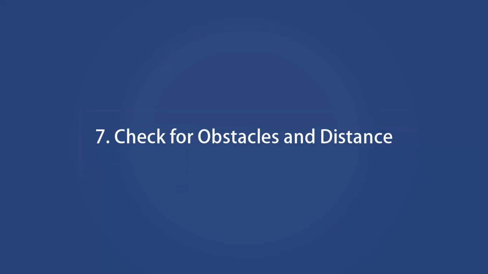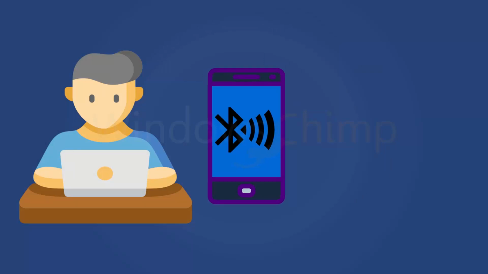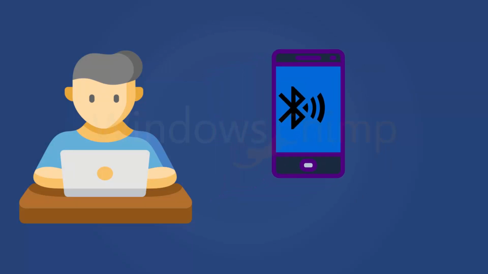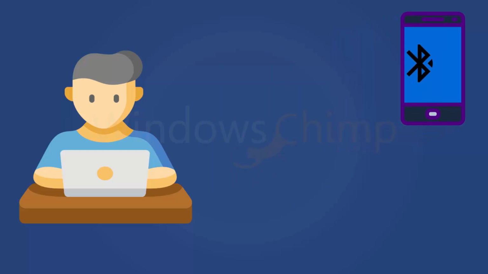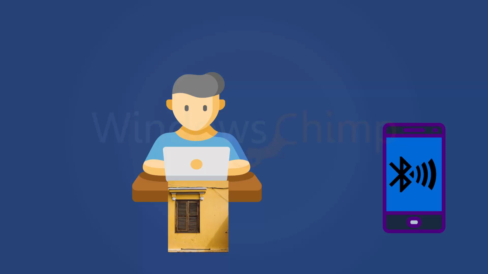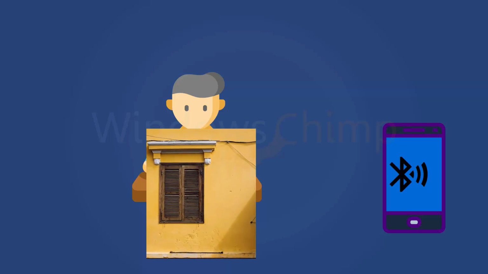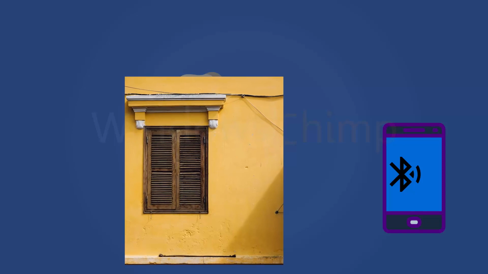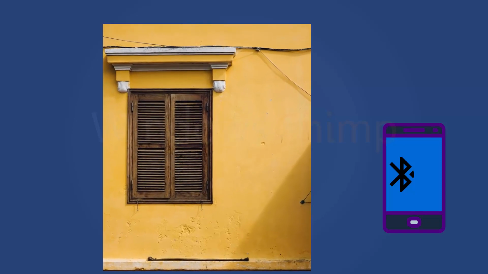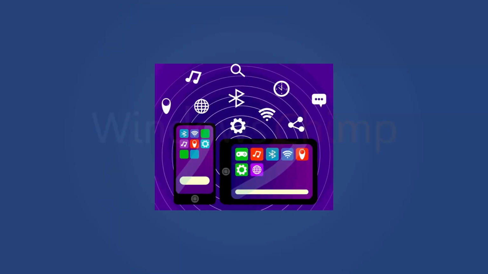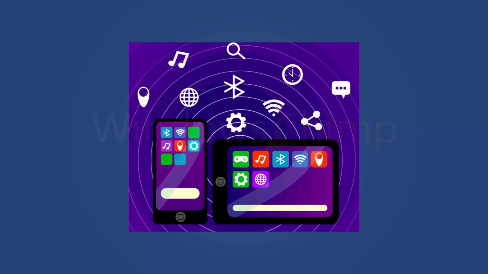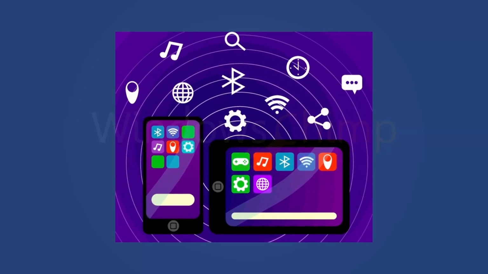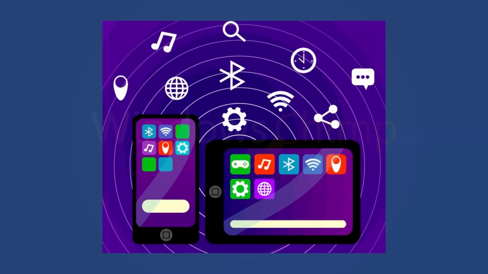Number 7. Check for obstacles and distance. The Bluetooth supports limited distance coverage. If the device you are connecting is far from your PC, you might not be able to connect to it, so make sure that the Bluetooth device is near. Also, obstacles such as walls and doors hinder the signals of the Bluetooth, so make sure that there are no obstacles between your PC and the device you are connecting. Sometimes, other Bluetooth and Wi-Fi devices interfere with the signal, so turn off all other radio wave devices and then connect your device. Once the device is connected, you can enable them.